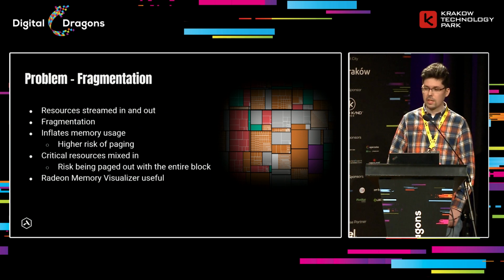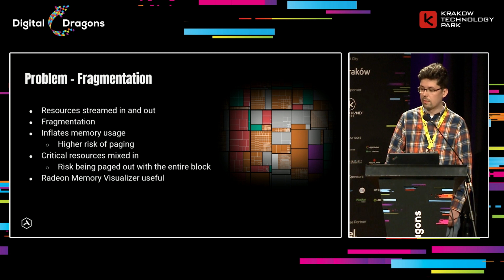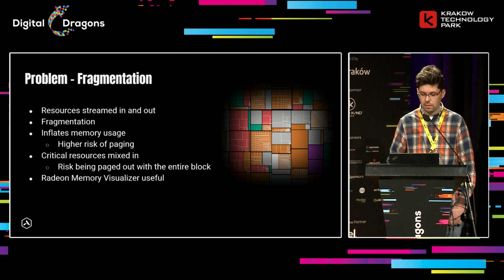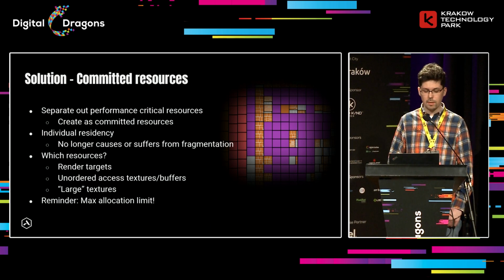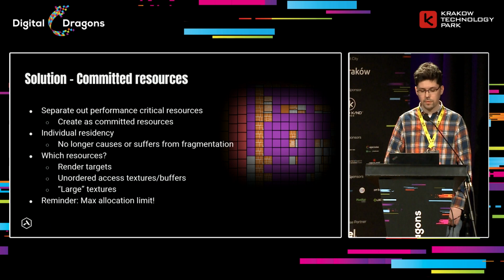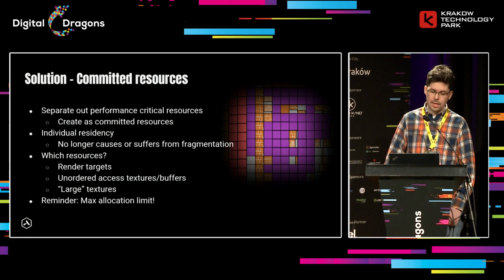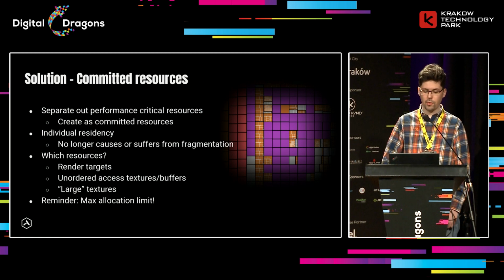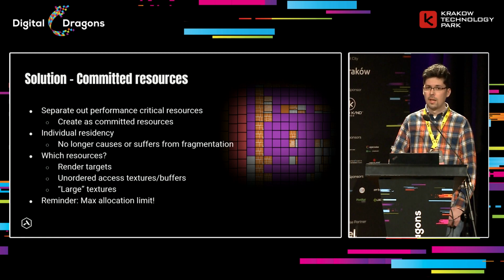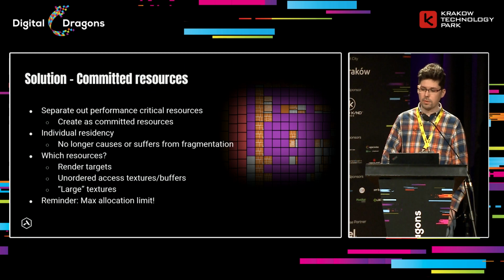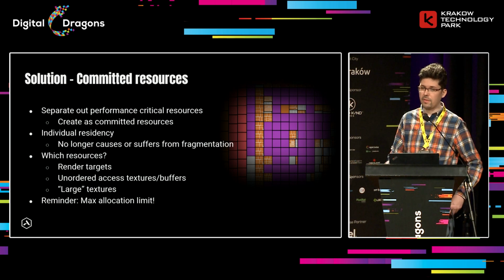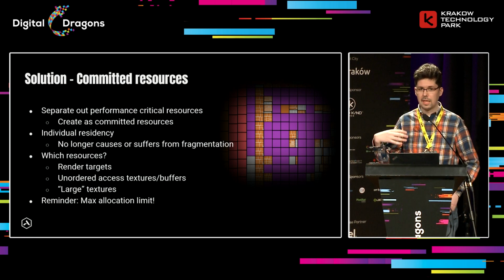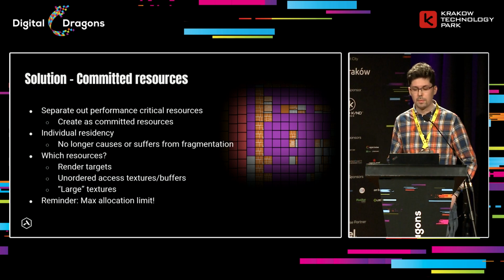And again, the Radeon Memory Visualizer can visualize the wasted memory that you have, which you can see as the gray box here in this image. So what can we do? One of the things we did to improve the situation quite a bit is to use more committed resources. If we allocate all of our performance critical resources as committed resources, they will be a little bit more isolated from the effects of fragmentation. Since you can control the residency of them individually, they no longer have a risk of causing fragmentation for other resources, and they also don't suffer from it themselves.